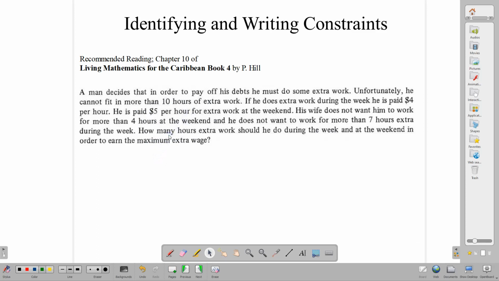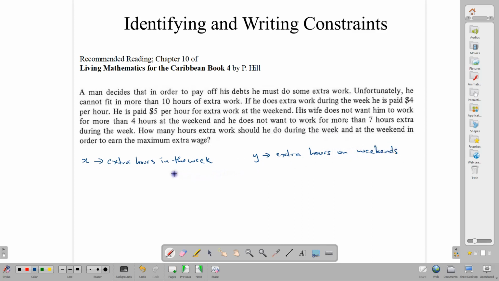Now, in order to write down our constraints, we need to decide on what we're going to use to represent the troubles that he has here. He needs to pay back his debt, and so he needs to work extra hours both on the weekend and extra hours in the week. So let us say, for example, X would represent extra hours in the week. Let's write that down. X: extra hours in the week, and let Y represent extra hours on weekends.